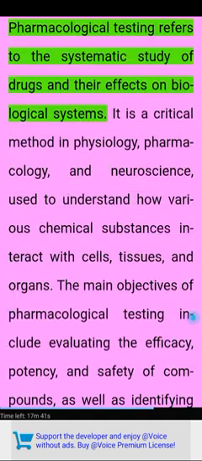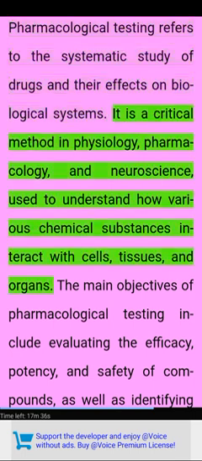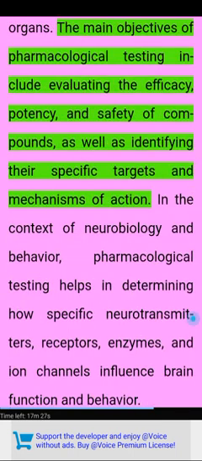Pharmacological testing. Introduction. Pharmacological testing refers to the systematic study of drugs and their effects on biological systems. It is a critical method in physiology, pharmacology, and neuroscience, used to understand how various chemical substances interact with cells, tissues, and organs. The main objectives of pharmacological testing include evaluating the efficacy, potency, and safety of compounds, as well as identifying their specific targets and mechanisms of action.